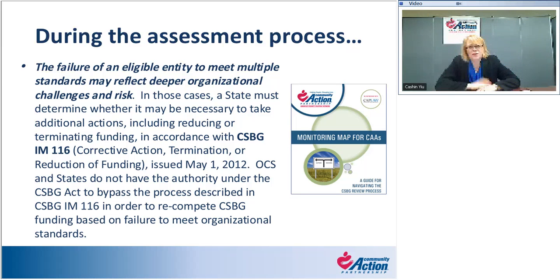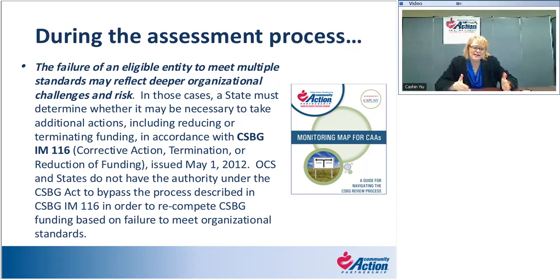And we highlight here the monitoring map for the community action agencies. This resource was developed by CAP Law and the partnership in response to IM-116. It really breaks down the process for us lay people, right? We're not attorneys. So what does IM-116 really tell us about the process to go down that road?